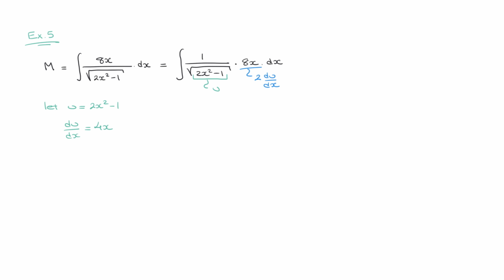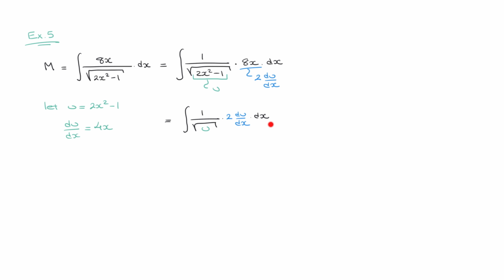And now that that's done, we can see right away that we can quite easily rewrite this entire integral in terms of the new variable u. Indeed, this is equal to the integral of 1 over the square root of 2x squared minus 1, so that becomes 1 over the square root of u, times 8x, which we've just seen is 2 du dx. So that becomes times 2 du dx, and of course we have times dx at the end here.